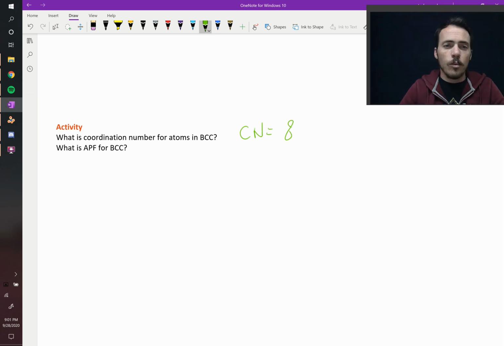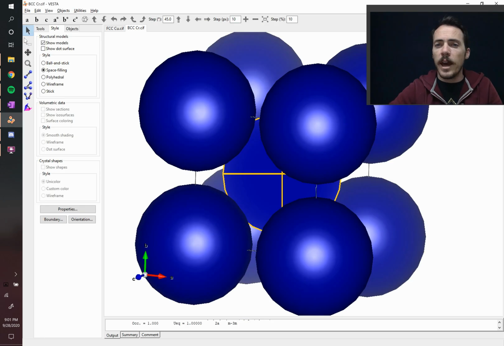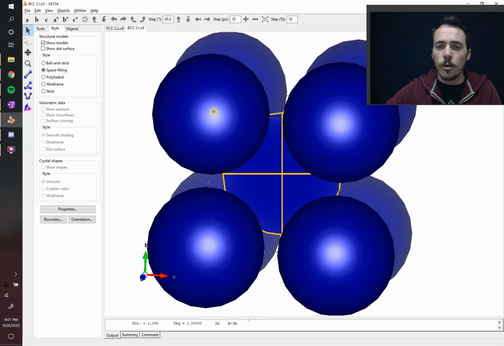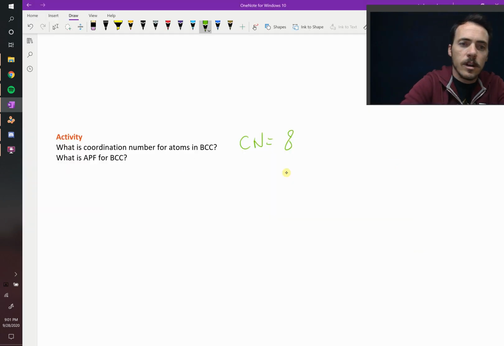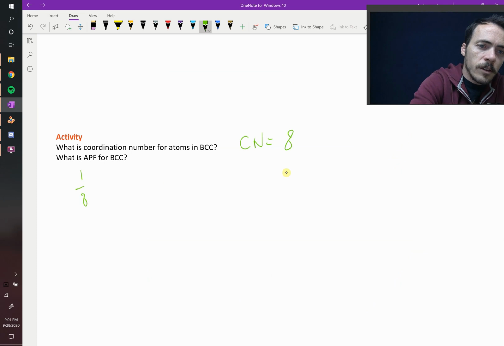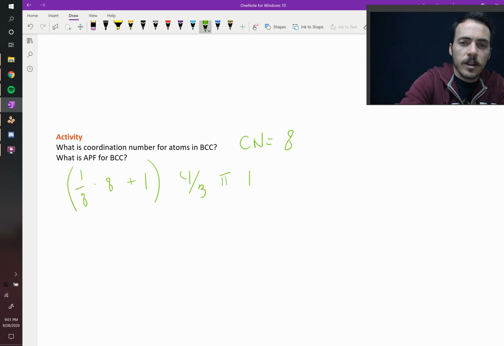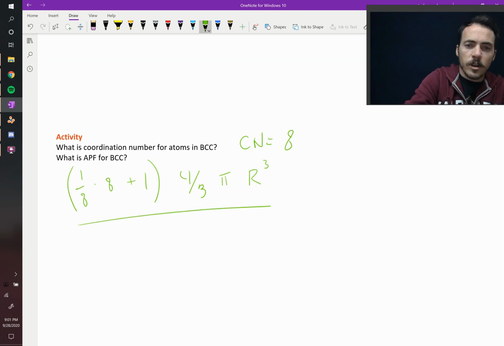Before we do its packing factor, we have to count how many atoms there are per unit cell. Well, we've got 8 atoms on the corners, and we know that those are 1/8 inside. So 1/8 times 8, and then you've got one that's completely inside in the very center. So there are 1/8 times 8 plus 1 atoms per unit cell. What's the size of each atom? Well, it's 4/3 times pi times r cubed. We're going to divide that whole thing by the lattice parameter a cubed.